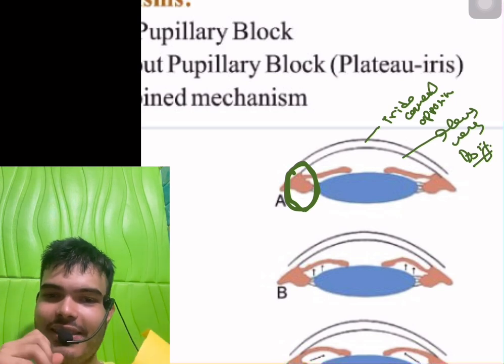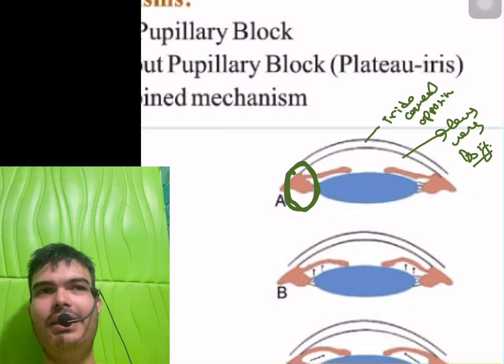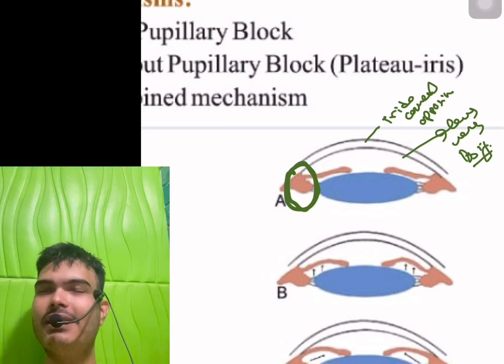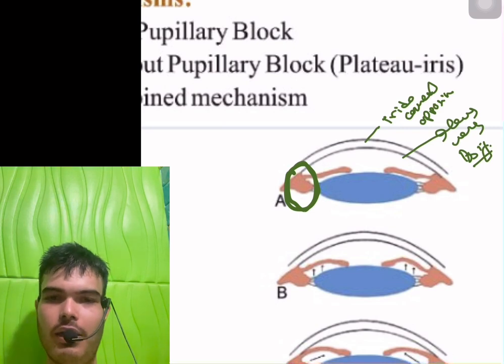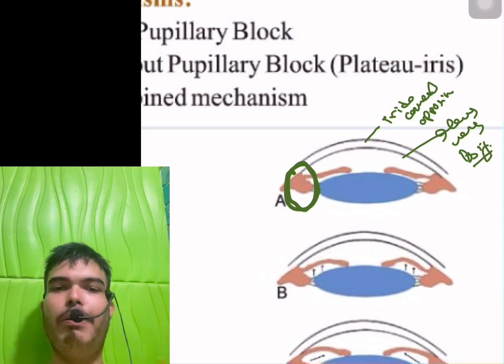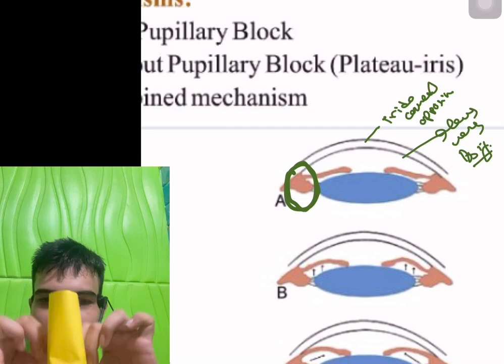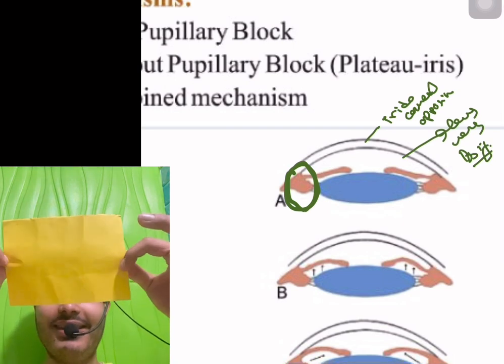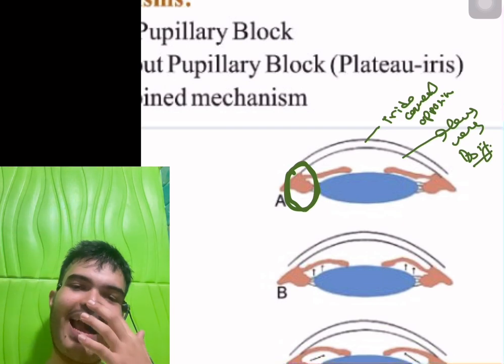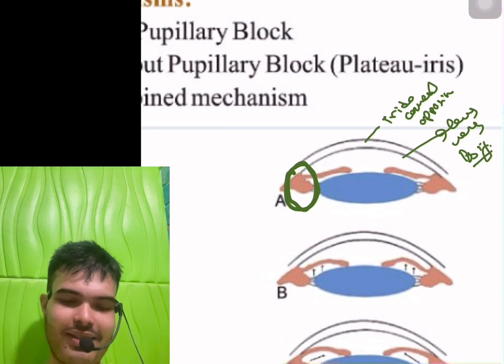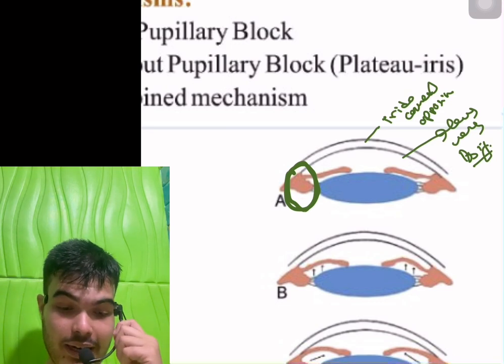Suppose in a car there is occupancy of 4 people. Now if 8 people sit, there will be congestion, right? So the iris is okay like this, but when the iris becomes flatter, you can't accommodate, so there will be angle closure glaucoma. That was the best way I could explain.